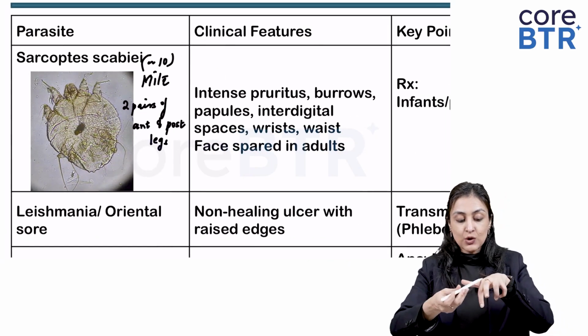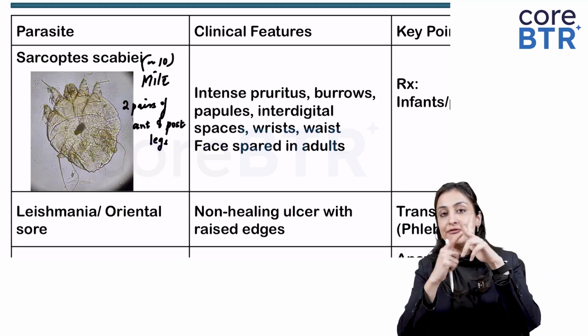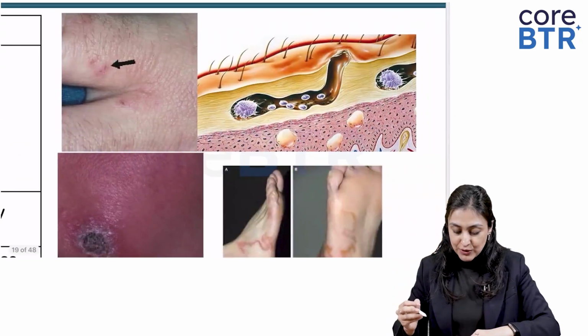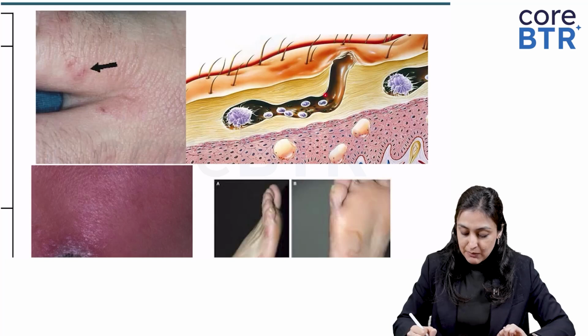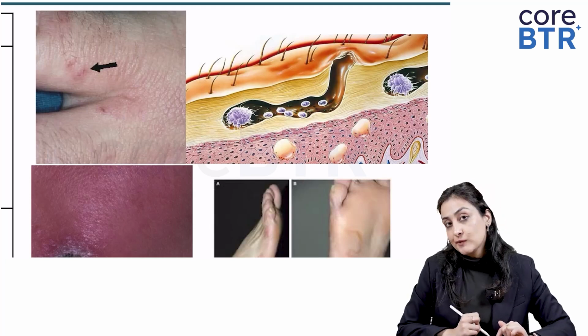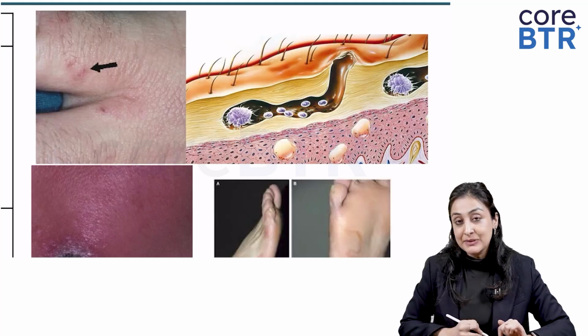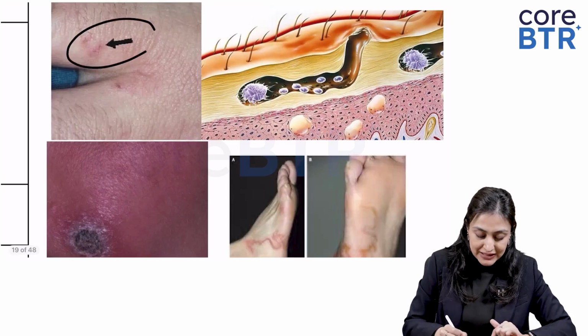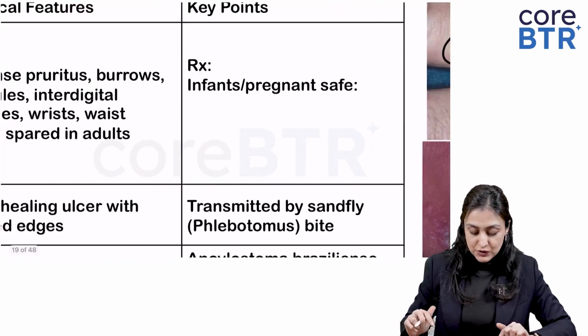How does it affect? It causes burrows. They will show you the web spaces. In the web spaces, they will say that these mites, look at these mites, they are digging these burrows. They live in the stratum corneum and they lay their babies here. So these are burrows. The hallmark is these burrows in the interdigital web spaces. So that's the hallmark.